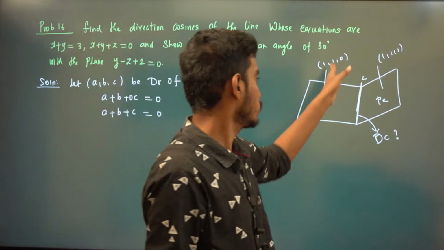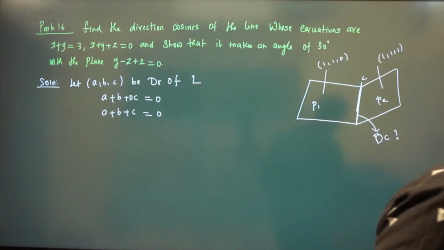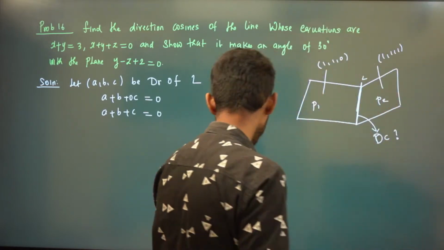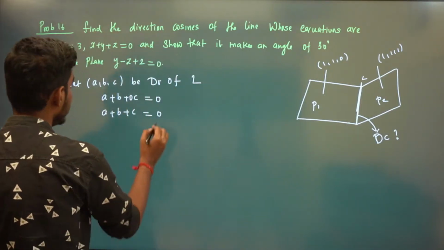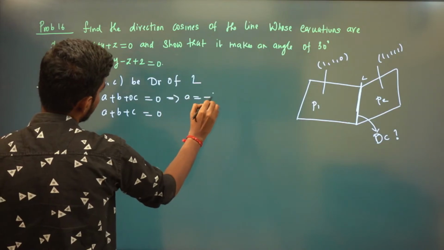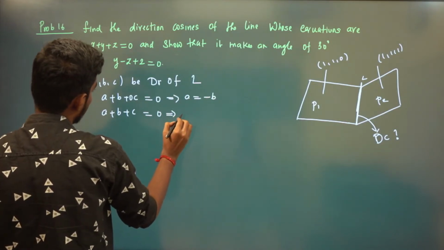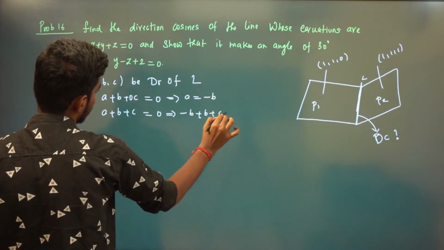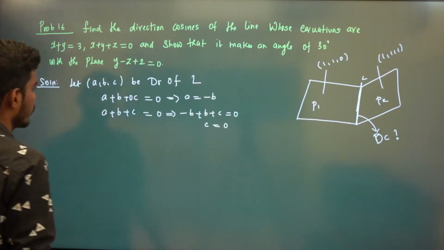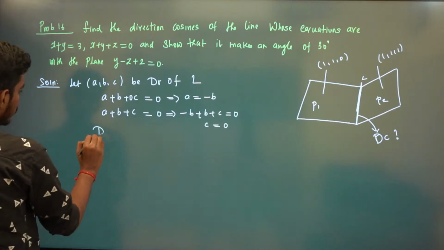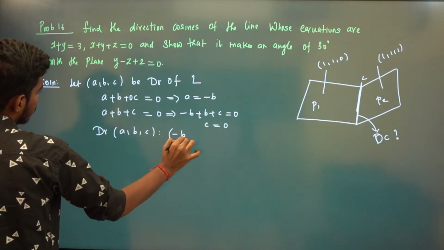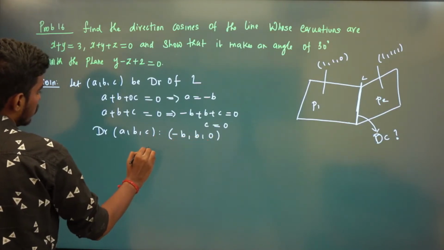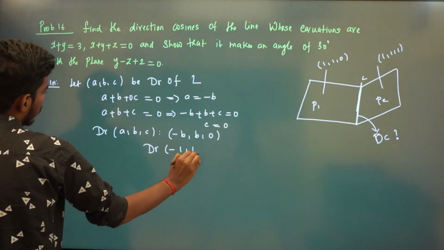The line is perpendicular to both normals, so we will have a1 a2 plus b1 b2 plus c1 c2 is 0. Solve for a, b, c and you can get the direction ratio. Here we have a is minus b, and here also a is minus b, so c is 0. So the direction ratio is a is minus b, b, c is 0. One of the direction ratios is minus 1, 1, 0.